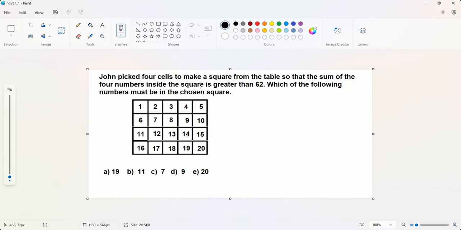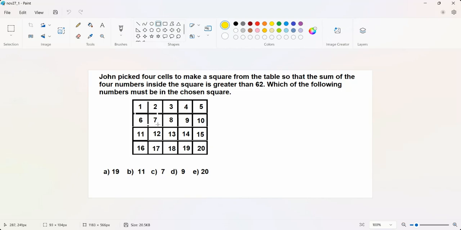John picked four cells to make a square from the table so that the sum of the four numbers inside the square is greater than 62. Which of the following numbers must be chosen in the square? So we have some numbers that are given in the answers. It is asked which of these combinations will give us a square that is greater than 62. There are a lot of ways to solve this problem, but let's see how we can do that.